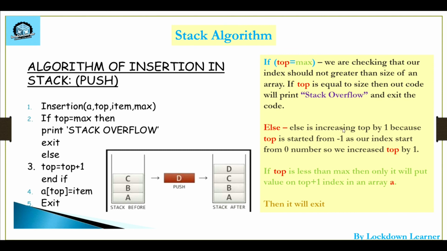Else it increases top by 1, because top starts from minus 1, as I told you, and our index should start from 0, a whole number, so we have increased top by 1. If top is less than max, then only it will input the value at top plus 1 in array A, then it will exit. Okay guys, in the next video we will learn how to implement stack using array, and after that we will learn stack using linked list.